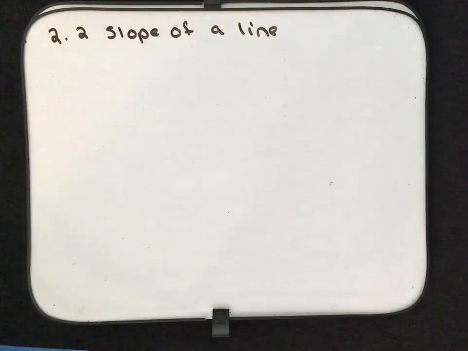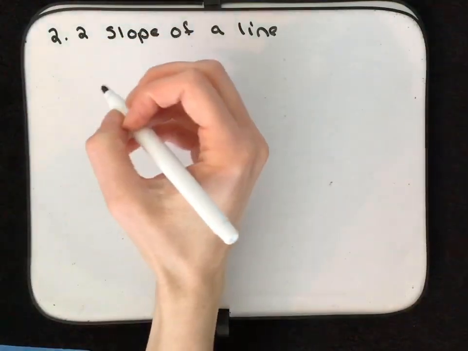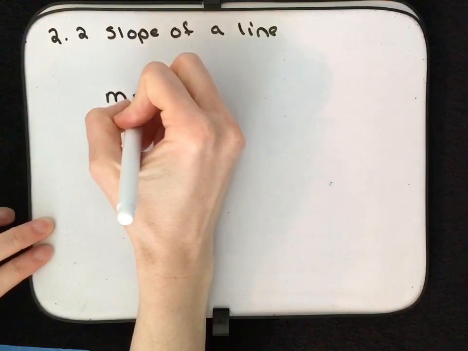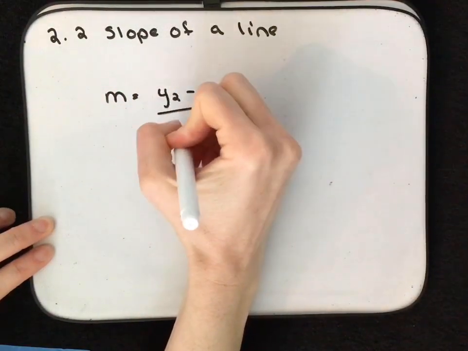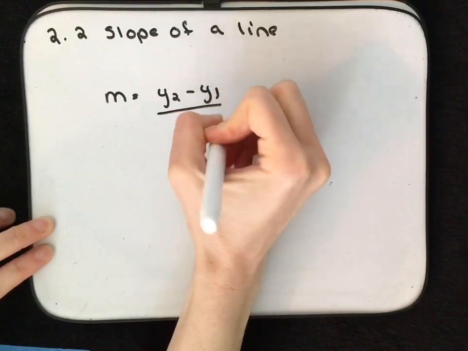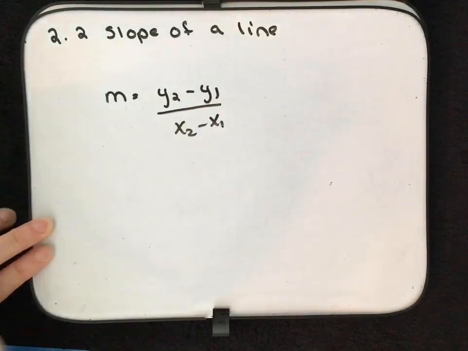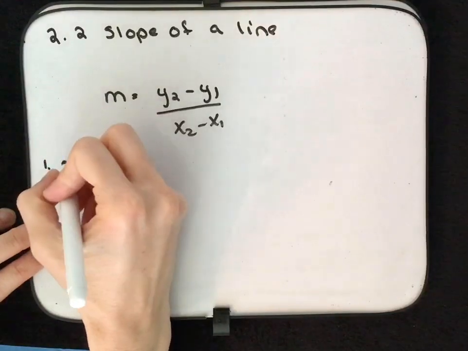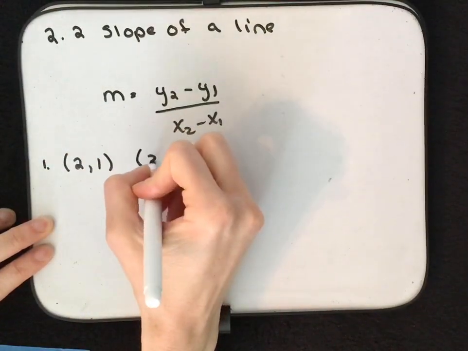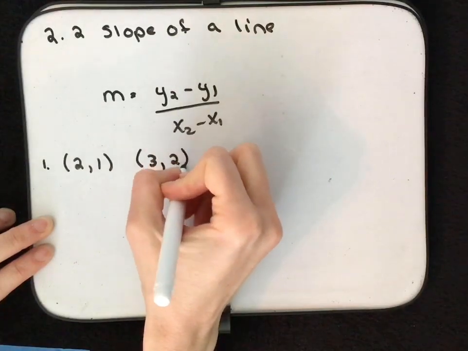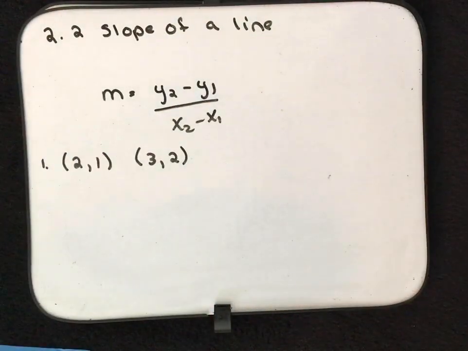Slope of a line. To look at the slope of a line, we first need to consider our slope formula. So the slope formula says m equals y2 minus y1 over x2 minus x1. So let's say that we are given some points. So we have (2, 1) and we have (3, 2). The first thing we're going to do is label these points so we know what goes where in our formula.